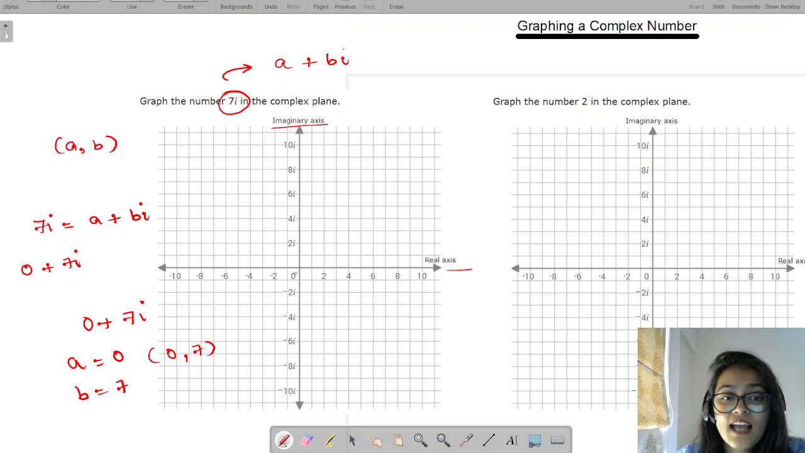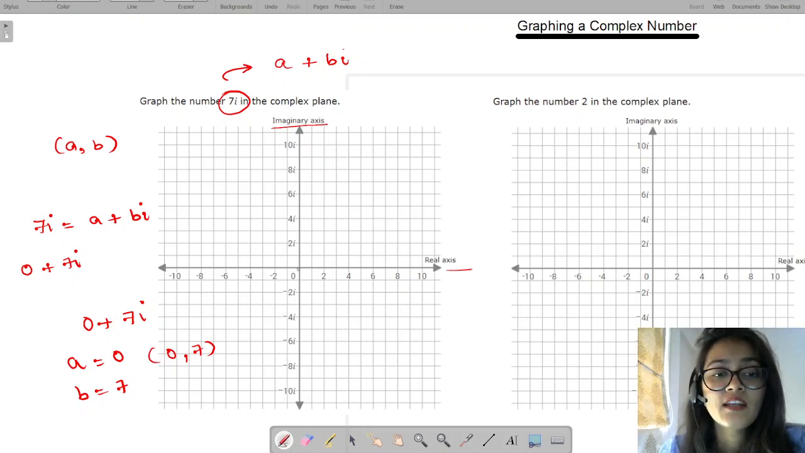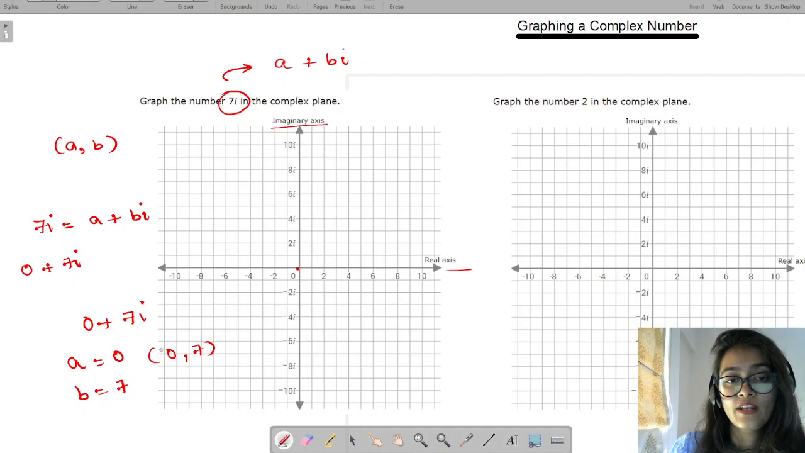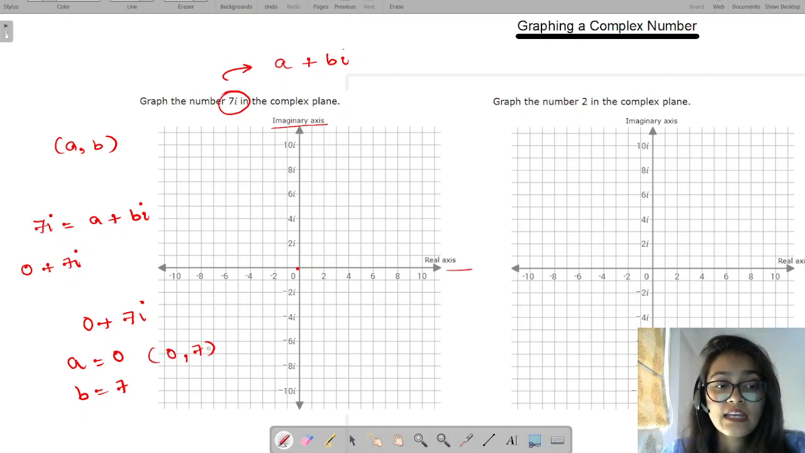That means on the real axis, let's just assume that you're standing at the origin, and then on the real axis part you have to move for 0 distance. That means you don't move at all in the horizontal direction. Then for the imaginary axis, your value of b is 7. That means you have to move 7 units on the imaginary axis. Okay, so when you move 7 units up, since it's positive 7, you're going to reach this point, and this point is your complex number 7i.